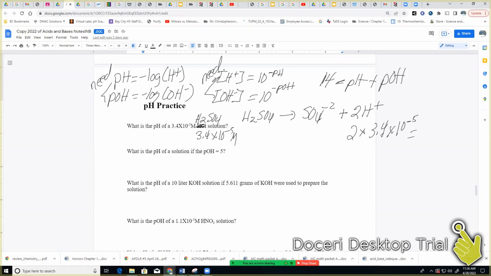So when I do that, what did I get? I got 6.8 times 10 to the negative fifth molar, and that is my H plus concentration. So I want my pH, so this is now the formula I need to use. This is 2 sig figs, so when I get my answer, there should be 2 places behind the decimal for my pH. So my pH is going to be equal to the negative log of 6.8 times 10 to the negative fifth. And that's what would go into my calculator if you want to give it a try.